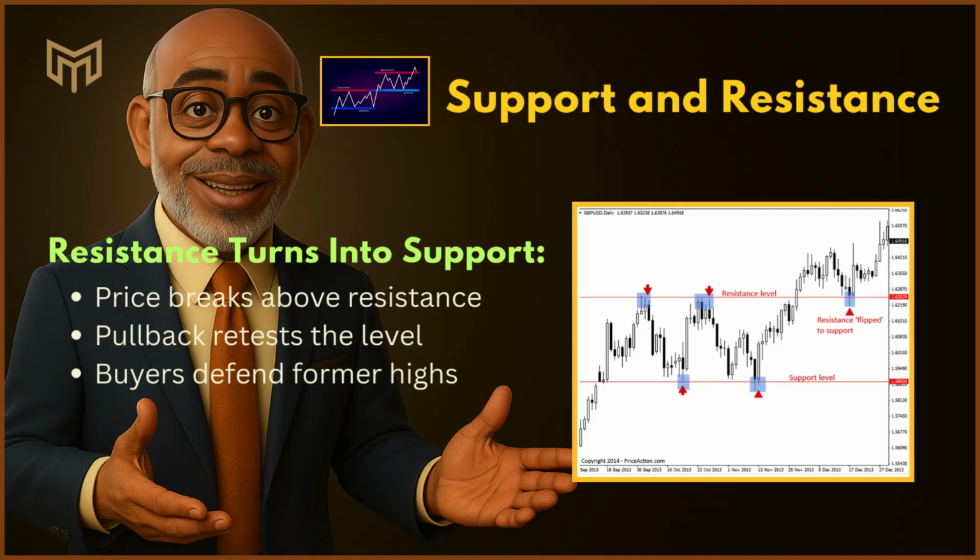Eventually, price breaks above resistance. This breakout tells us that buyers have gained control. When price pulls back after the breakout, notice where it stops. It holds near the previous resistance level, and buyers step in again. This confirms the breakout and shows that the market is accepting higher prices. This is how strong trends continue after a breakout.